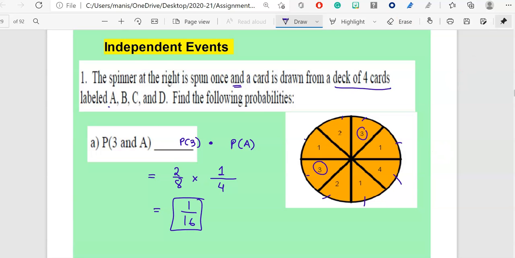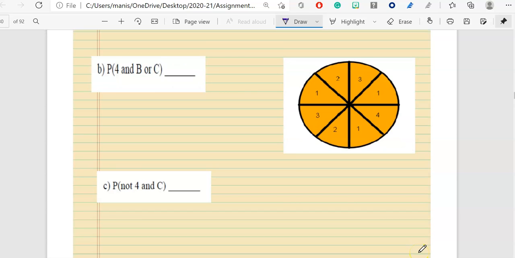It's easy. This is called independent events. Now let's do one more question. This question is a combination of and, or. So I have to find the probability of A for a 4, then I will multiply by the probability of finding B, and then I will be adding this with the probability of finding C. So let's first of all start with the spinner.